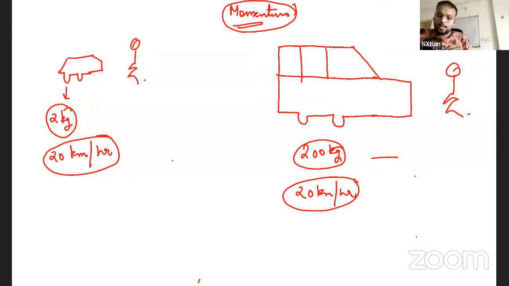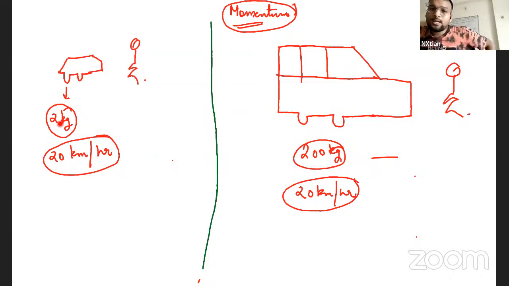Okay. Now we have two examples. The first example is a toy car having 2 kg weight and moving at 20 km per hour. And there's a truck having 200 kg weight and moving at the same speed. The speed is the same, but the mass is 100 times. Here one person is standing in front of the toy car, and here he's standing in front of a truck.